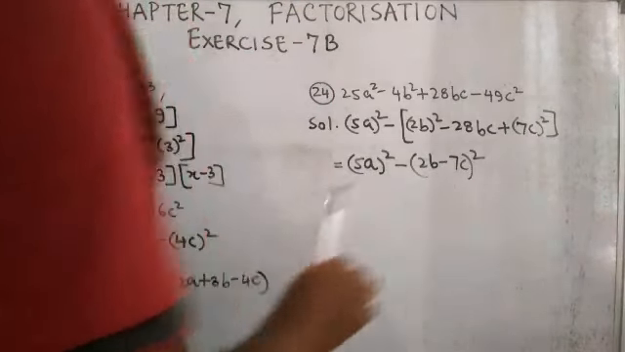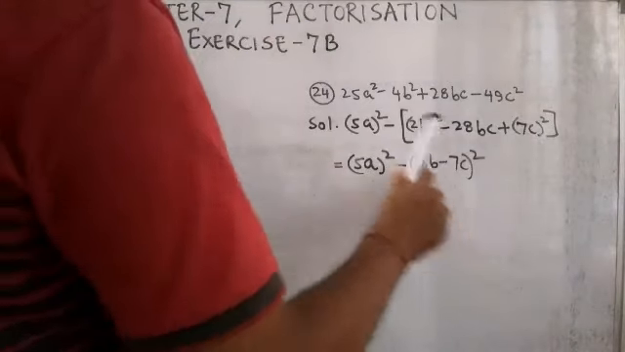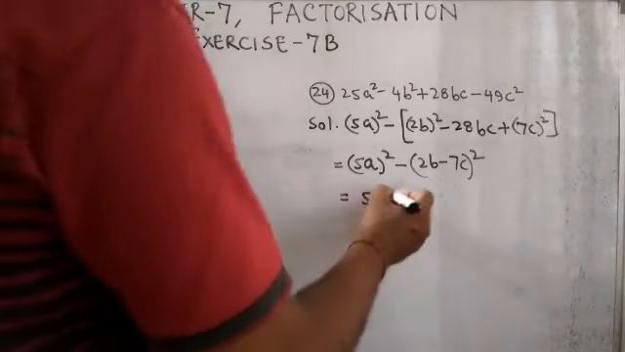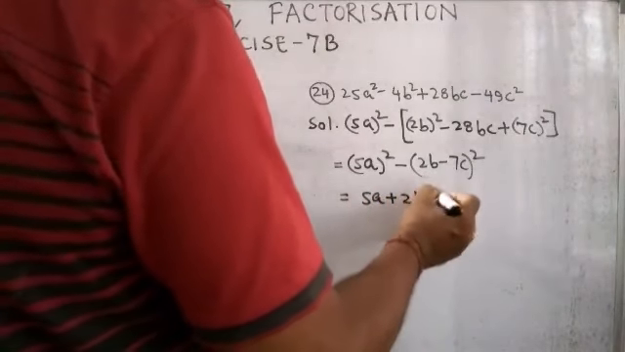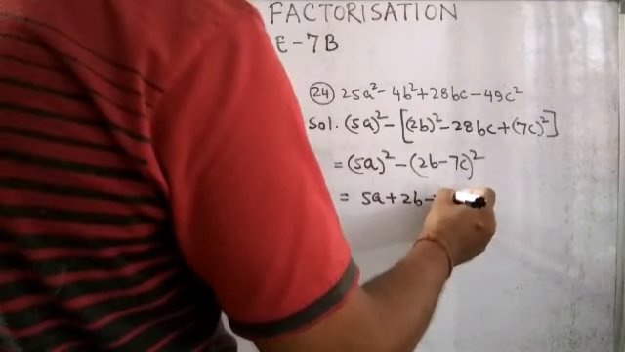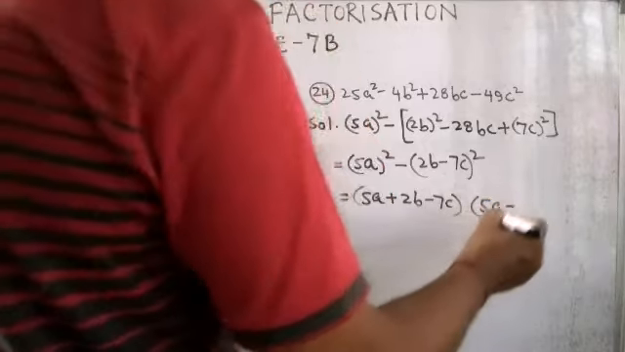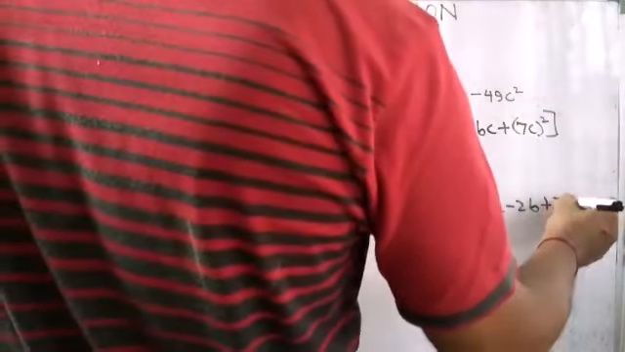Now this entire question changes into a difference of two expressions, so a square minus b square, that will become a plus b, 5a plus 2b minus 7c, and a minus b, 5a minus 2b plus 7c.